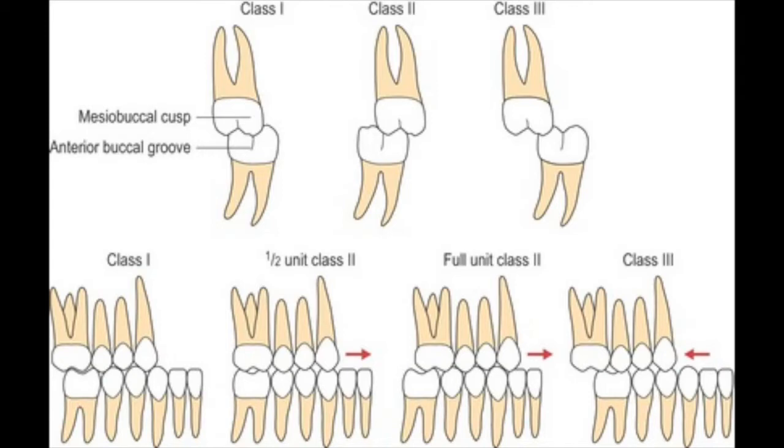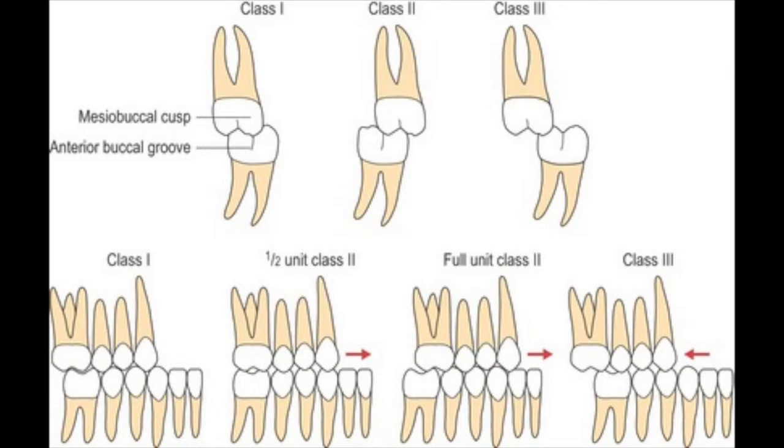So in a class 1 molar relationship, the mesiobuccal cusp of the maxillary first permanent molar occludes with the buccal groove of the mandibular first molar. So they fit together, you get the MB cusp sitting in that buccal groove. It kind of looks, you would think, almost like a class 3 because the lower tooth is slightly further forward than the upper tooth, but it's where the MB cusp is sitting relative to that groove, and it sits right in it. So always just think, where is the MB cusp of the upper 6 sitting? And that's what you're looking for. If it's in the groove, it's class 1.